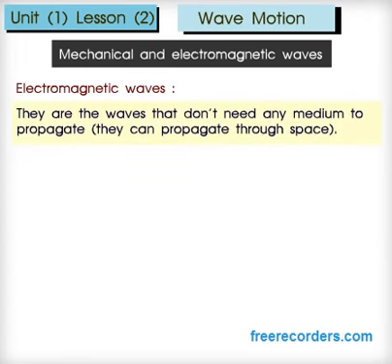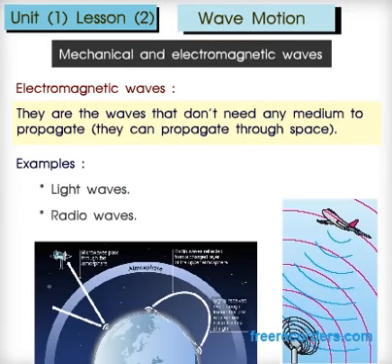Electromagnetic waves are the waves that don't need any medium to propagate. They can propagate through space. Examples: light waves and radio waves.